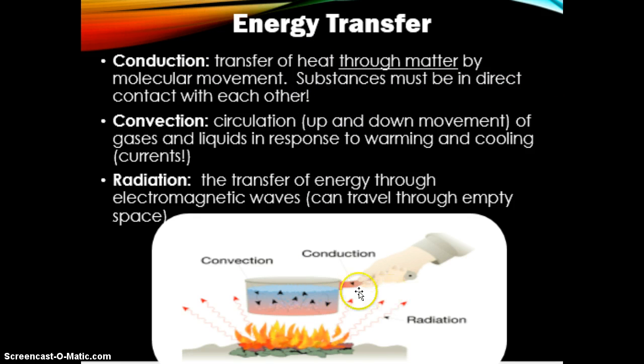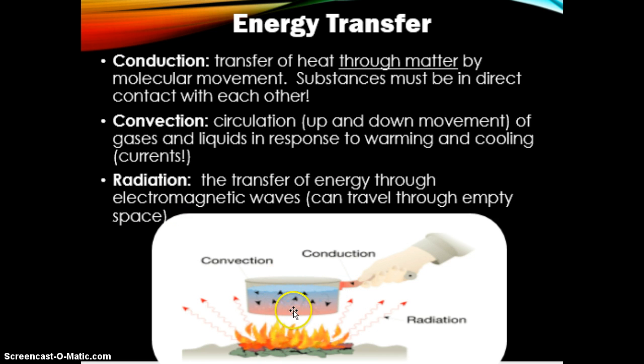So if you have a hot pan, the molecules in the pan are getting hot and they're moving around really quickly, and they start hitting each other a lot. And then if you touch that handle and it's not insulated in any way, your hand's going to get really hot because your molecules are going to start moving really fast as you touch those molecules. Convection is a little different. You can think of it as circulation. It's an up and down movement. It's a cycle. So this is what's happening inside of that pot of boiling water.